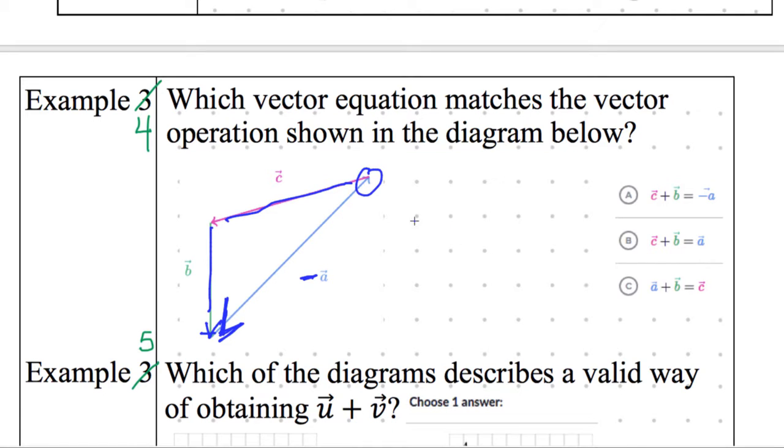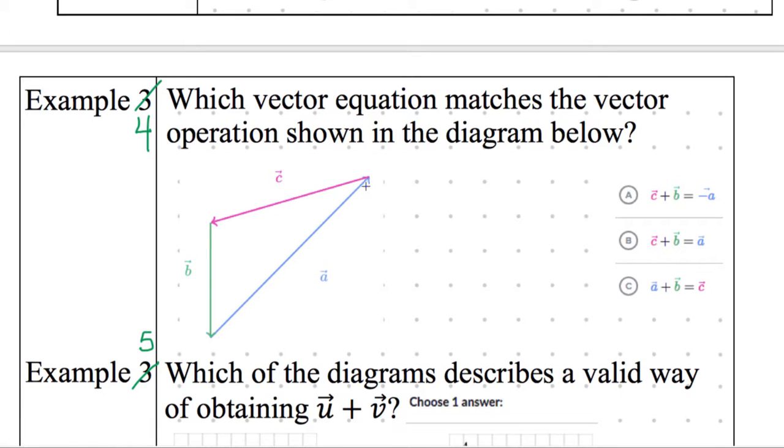Okay, let me repeat that. So I'm starting here. I'm going along vector C. I'm saying C plus B. Starting here, coming along here, coming along here, I end at this spot. This was the start. This was the end. That means that vector A should be pointing this direction. Do you agree? Because that was the start and that was the end.